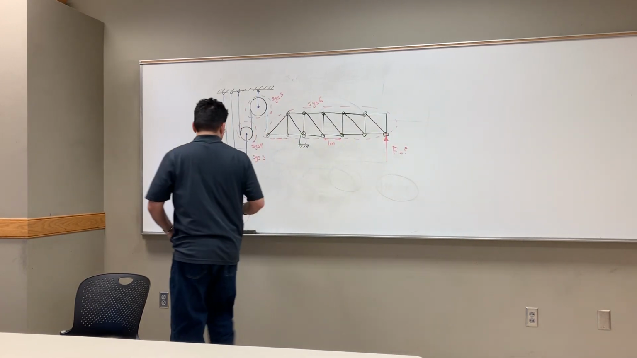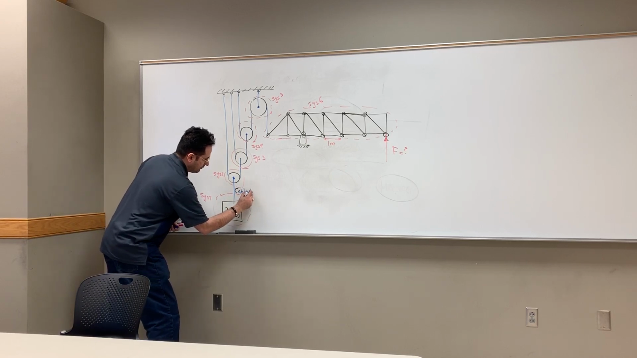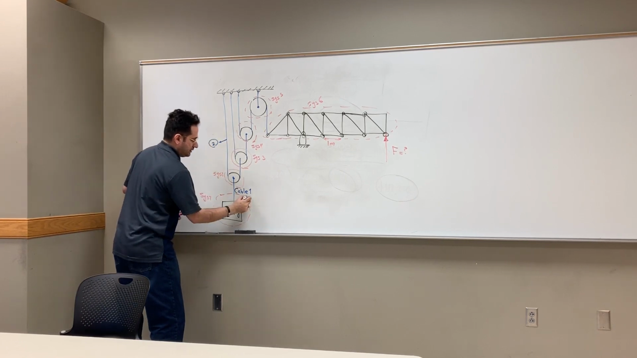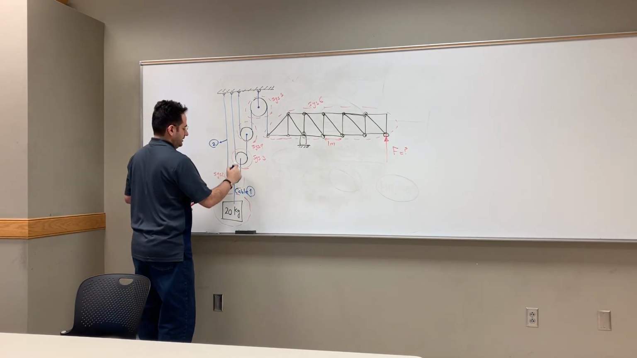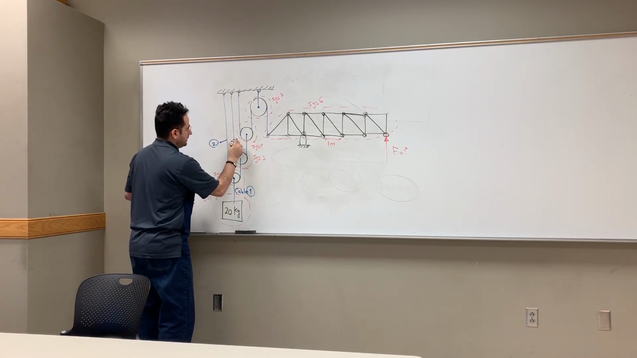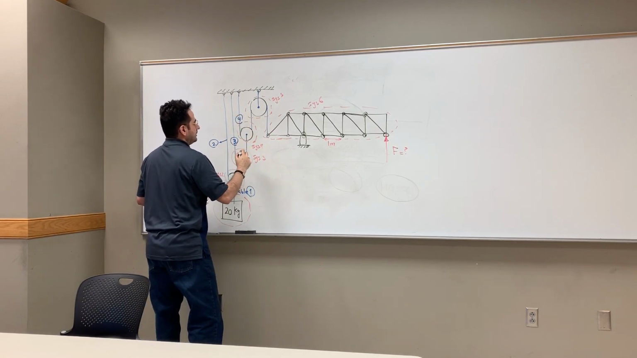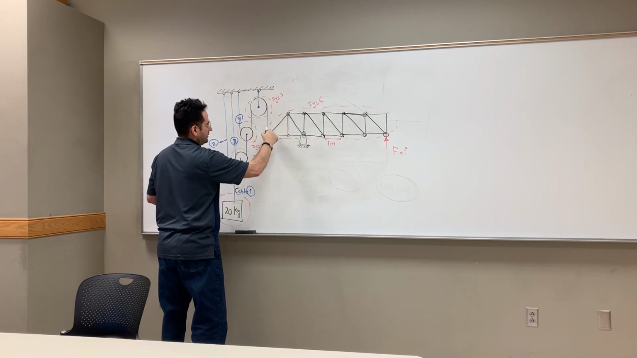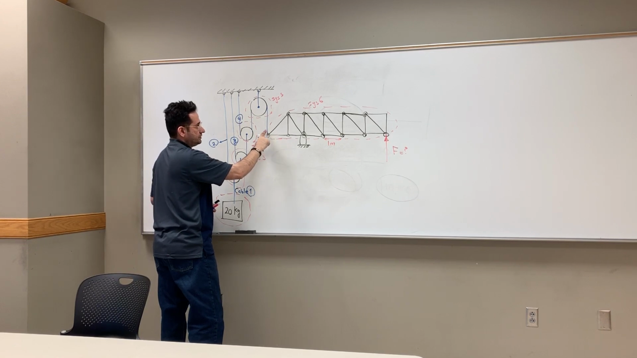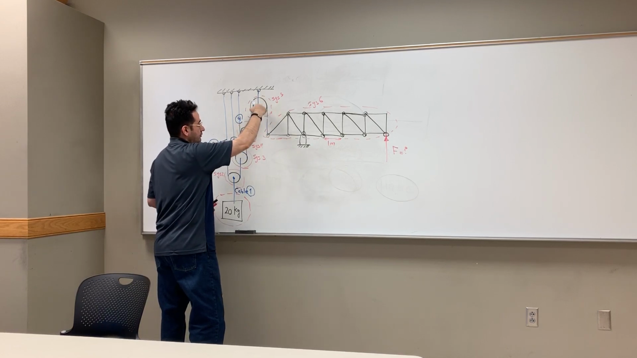Also, let's label these cables. Let's say this is cable 1, and this guy is cable 2. As you can see, cable 2 is like this, right? This is cable 3, and this is cable 4. And cable 4 is the entire thing. So this one that is connected to this structure is cable 4. It's just one cable. You see that? It goes around these 2 pulleys.